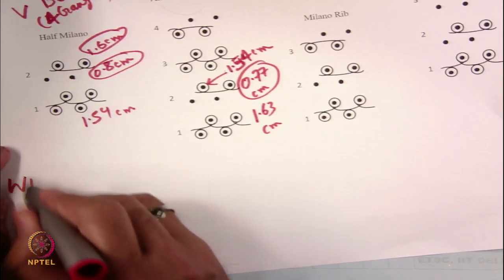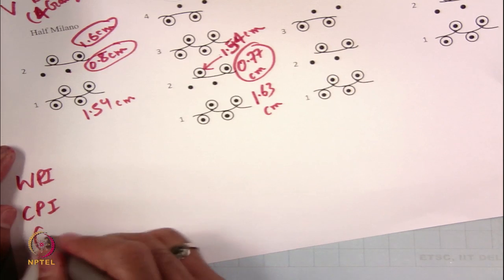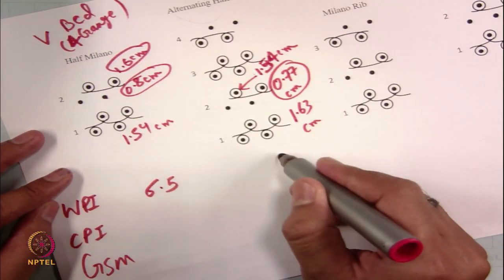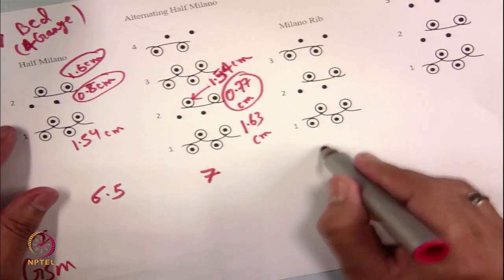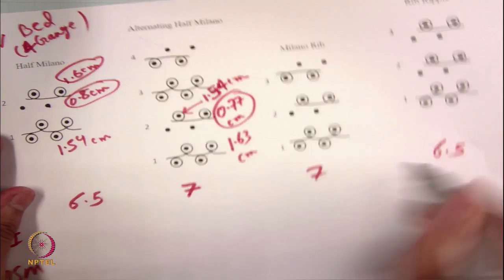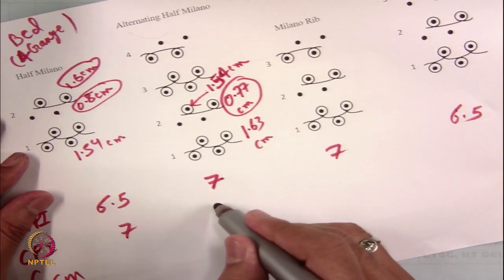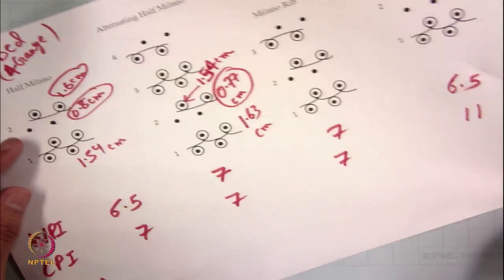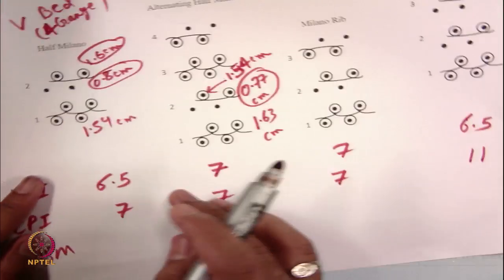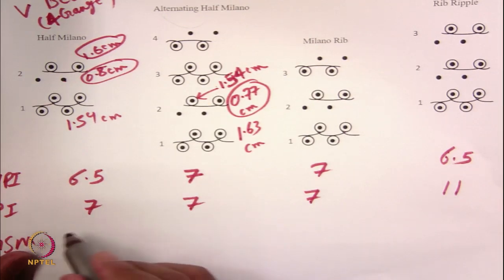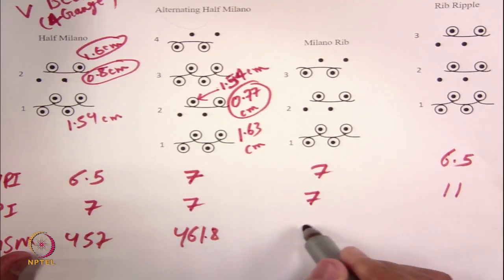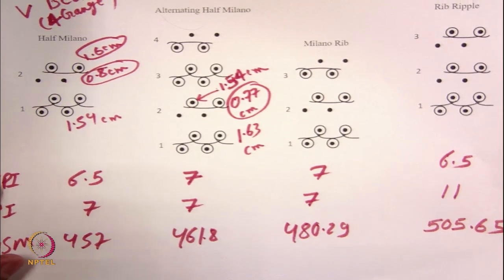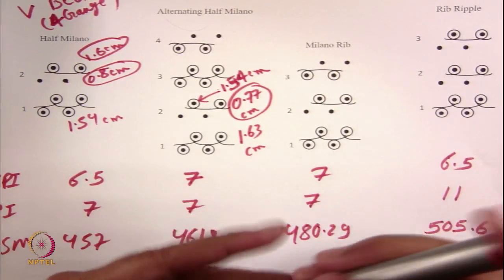Now let's go for wales per inch, courses per inch and GSM. In case of wales per inch, the number of wales observed for half Milano was 6.5, alternating half Milano was 7, Milano rib was 7, rib ripple was 6.5. CPI was 7, then this was 7, then this was 7, this was 11. And if you see the GSM, this was 457, 461.8, 480.29 and 505.65. So this is how you observe the GSM.